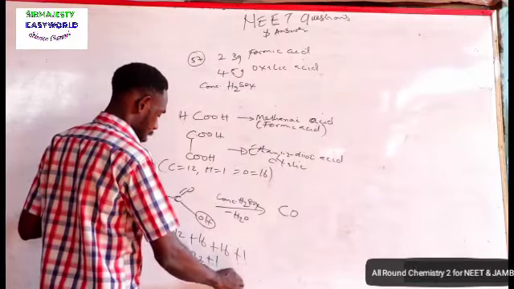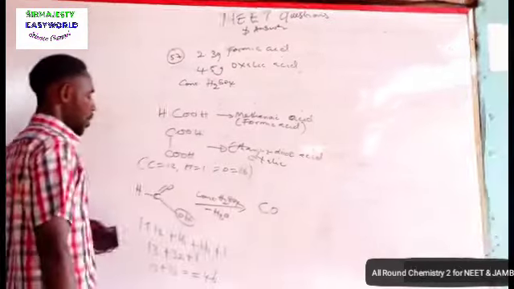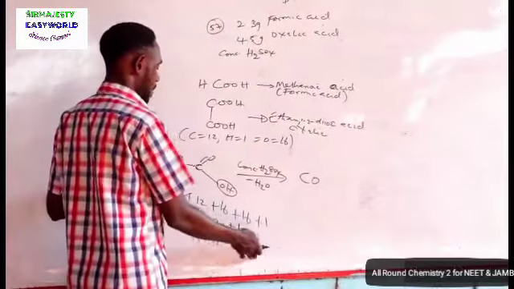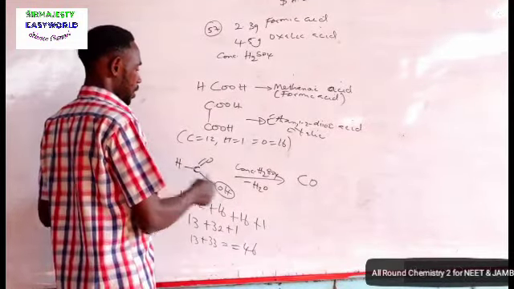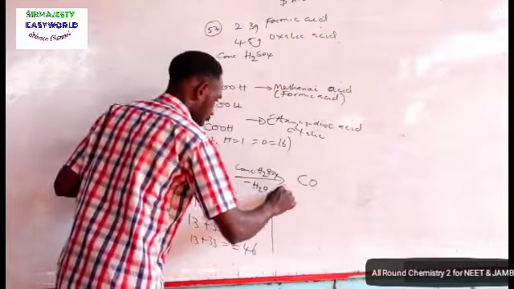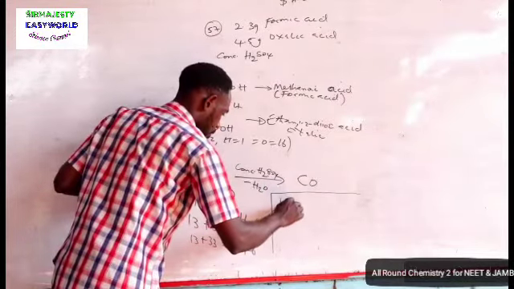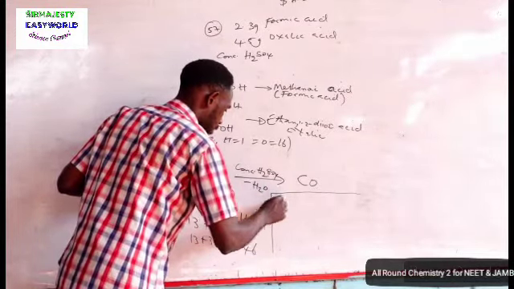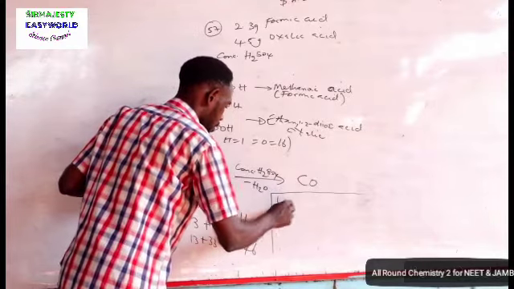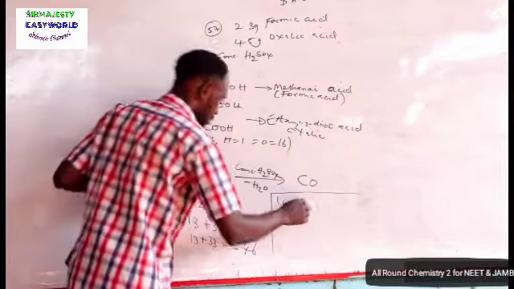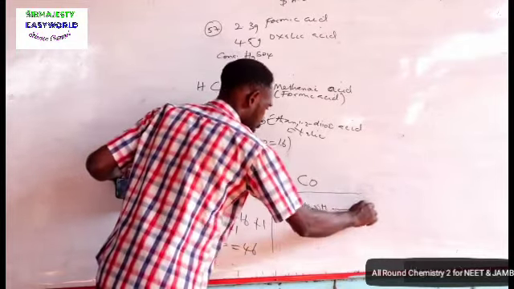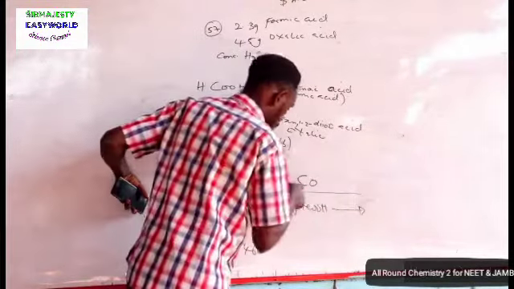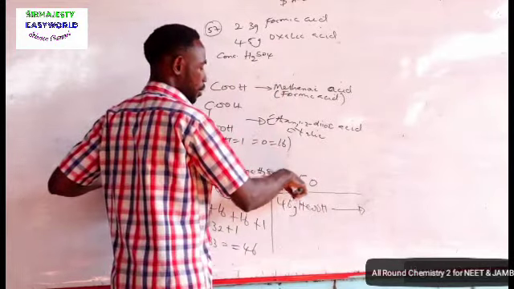Okay, we have 46. So 46 is the molar mass of formic acid, which means 1 mole of this is charged. So we have that 46 grams of this acid, HCOOH, will produce 1 mole of CO, and carbon is 12.